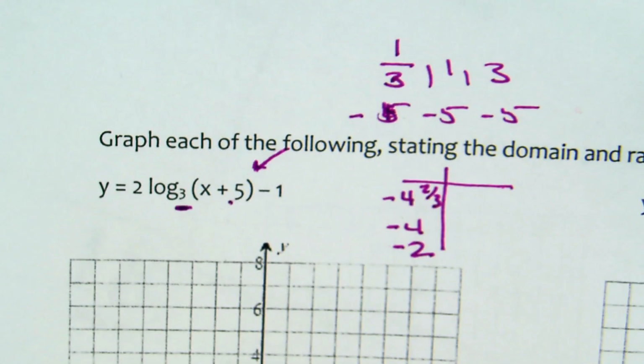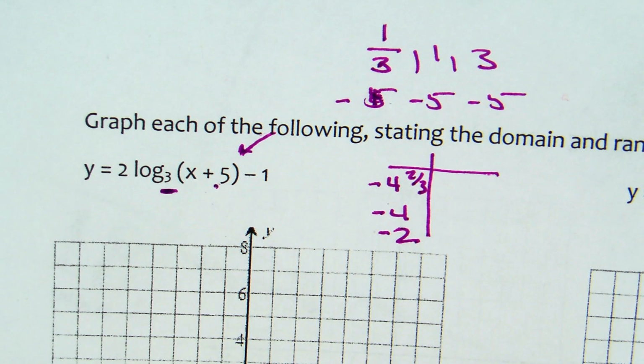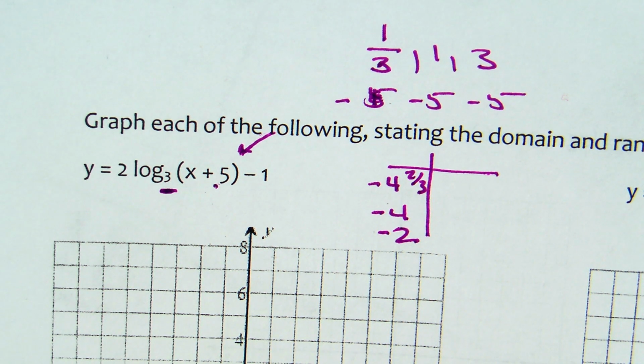See my base? What's the base of my log? 3. So the mother function x's would be 3, and the log base 3 of 3 is 1. The log of 1 is always 0, and then 1/3 gives you negative 1. So it's always 1 over the base, 1, and the base. Make sense? Look at my base. My x's are 1 over the base, 1, and the base.